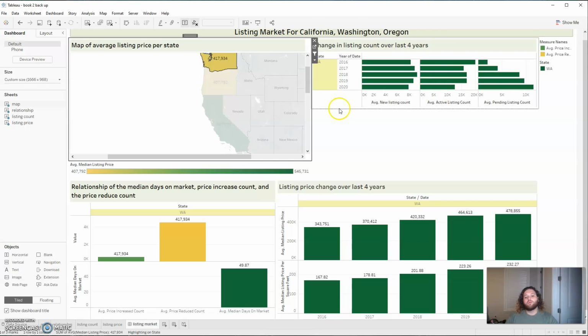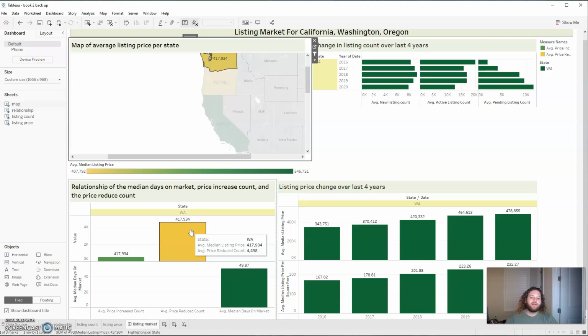pending. Rolling down into this graph that covers the relationship of the median days on the market, the price increase count, and the price reduce count. Homes that were based off of $417,000 in the state of Washington, you're seeing a price increase count of 493, and then you're seeing a price reduce count of 4,498. Now these homes sat on the market for 49 days, almost 50. I would say this isn't too bad.